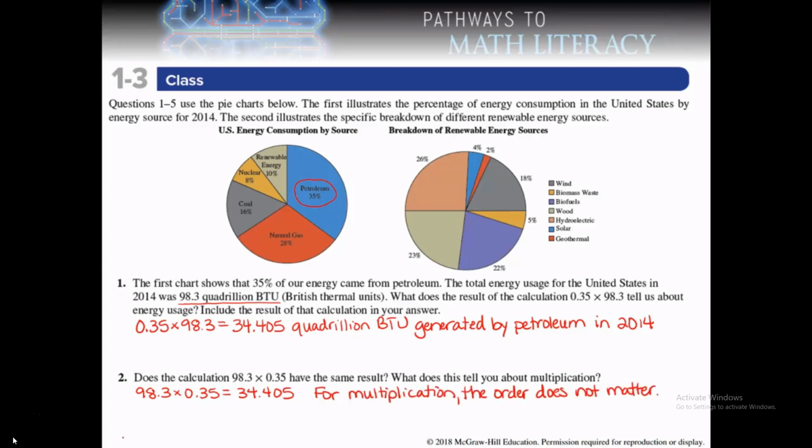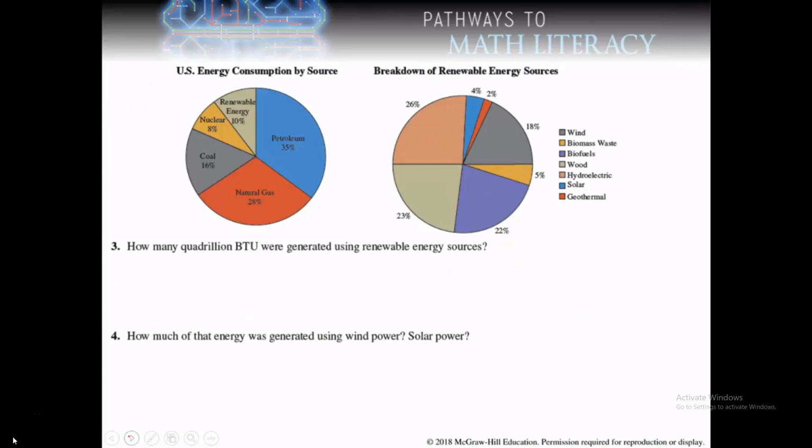In number 3, how many quadrillion BTU were generated using renewable energy sources? Well, renewable energy was 10% of the consumption that year. We've already been told that the total was 98.3, so we can do 0.10 for 10% times 98.3, and that's going to give us 9.83 quadrillion BTU.